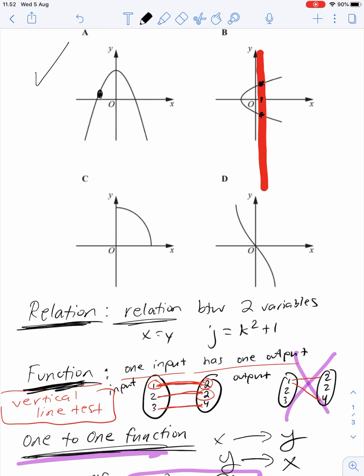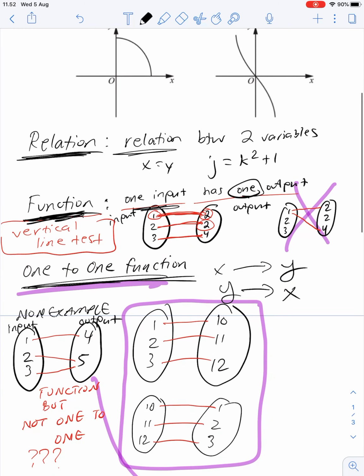Now, what does that relate to this being a function? Here's why. Let's say that this point right here was 2, and this y value here was 3, and this y value here is -3. That means that 2 would be mapped onto -3 and 3. So one input would have more than one output. But in a function, one input has one output.